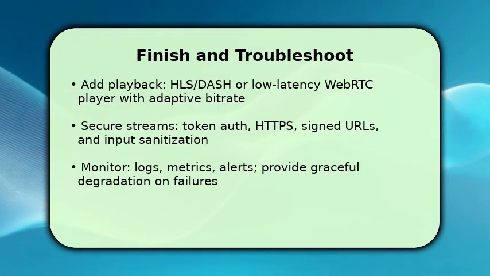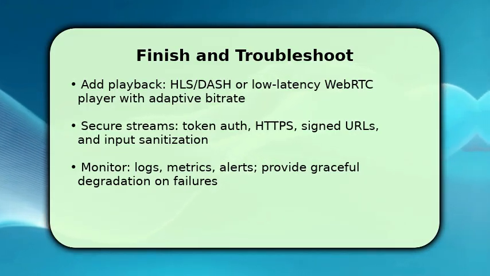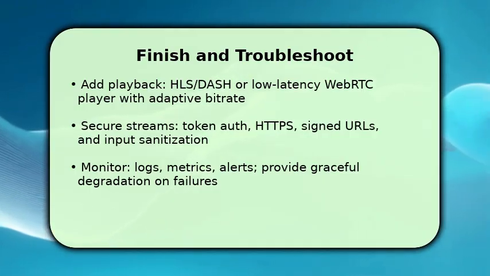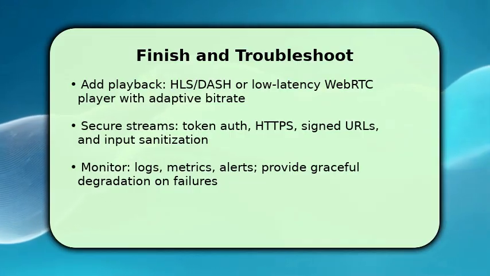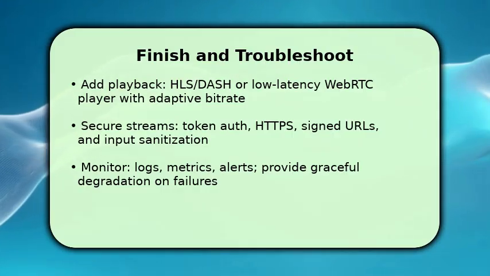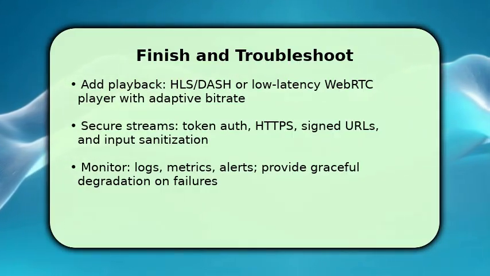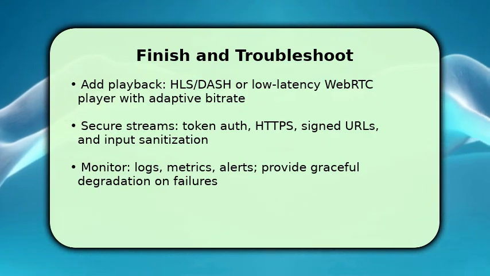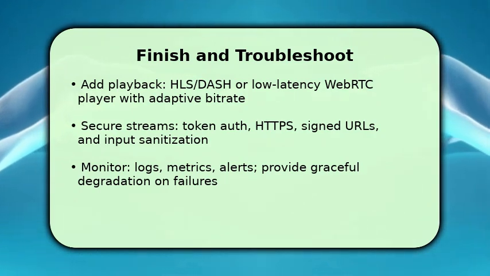You finish by adding playback, security, and monitoring. Implement an HLS or DASH manifest generator or route WebRTC to players for low-latency viewers. Enable ABR to adapt to network changes. Secure ingest and playback with token-based auth and signed URLs to prevent abuse. Deploy logging and metrics: bitrate, dropped frames, reconnects, and set alerts. If playback stalls, check encoder bitrate vs available bandwidth first. If needed, force a lower resolution keyframe and renegotiate bitrate to recover quickly.